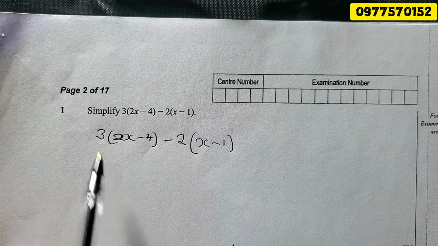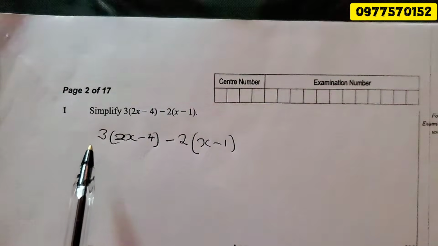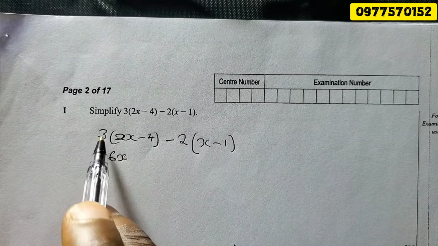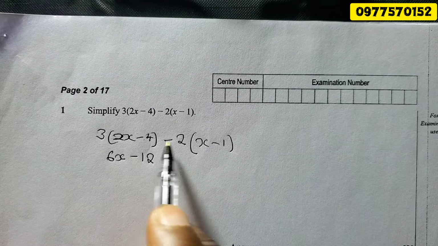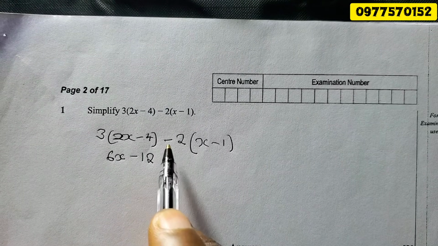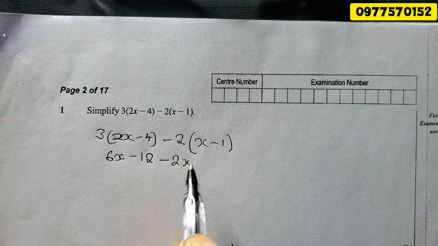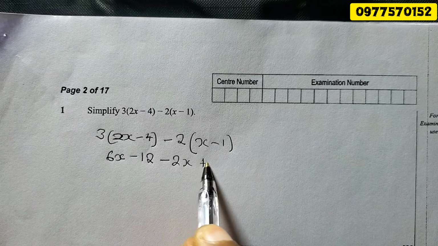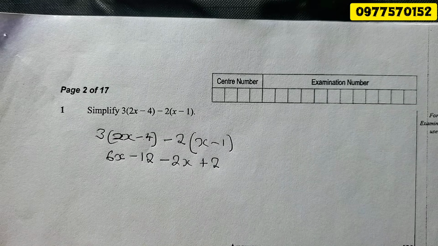So I'm going to expand using this coefficient here. 3 times 2 is 6x. 3 times negative 4 is negative 12. Then we come here and do the same. 2 times x, there is an invisible 1 here, so it will be negative 2x. Then negative times negative here is positive. 2 times 1 is 2. Are we following?